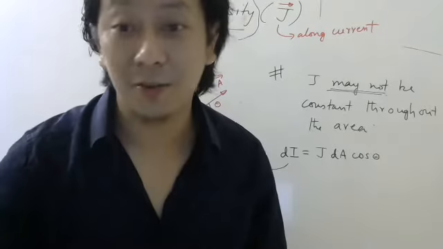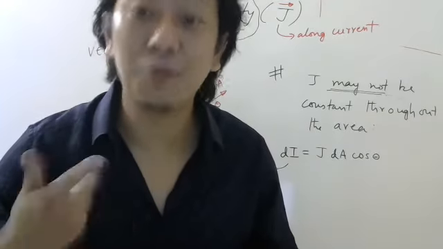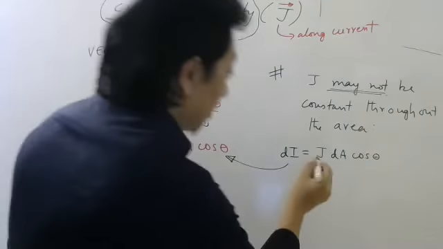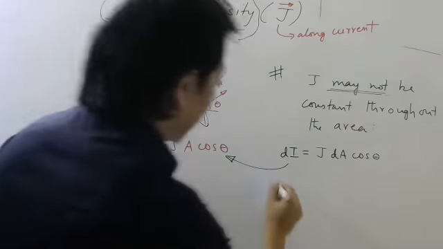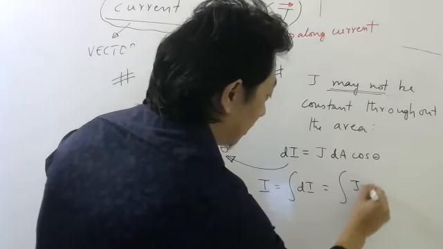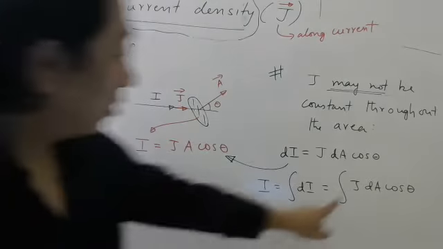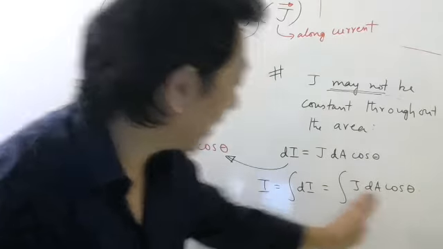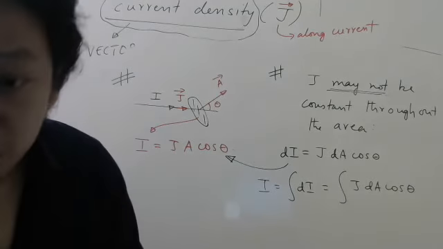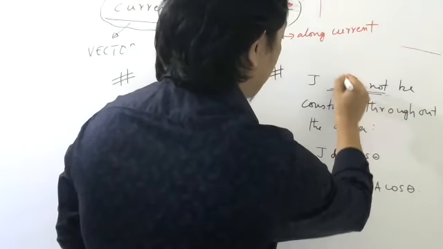It is like electric flux only. If electric field is not constant, what we used to do? We used to divide the area into small parts. Remember, right? So in that case, you have to first find small current, and then to find total current, you have to integrate the small current. So integrate J dA cos theta. Okay, students. Now, if your J and theta are constant, you can take them outside. Then integrate dA, you will get this. Now, this is the formula when J is not constant.